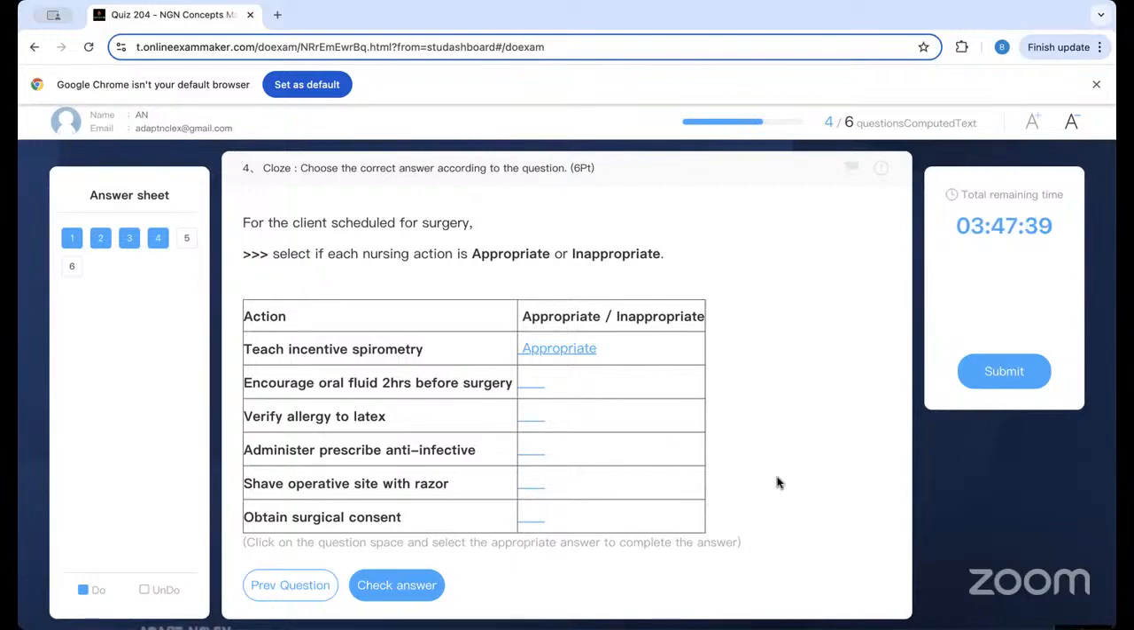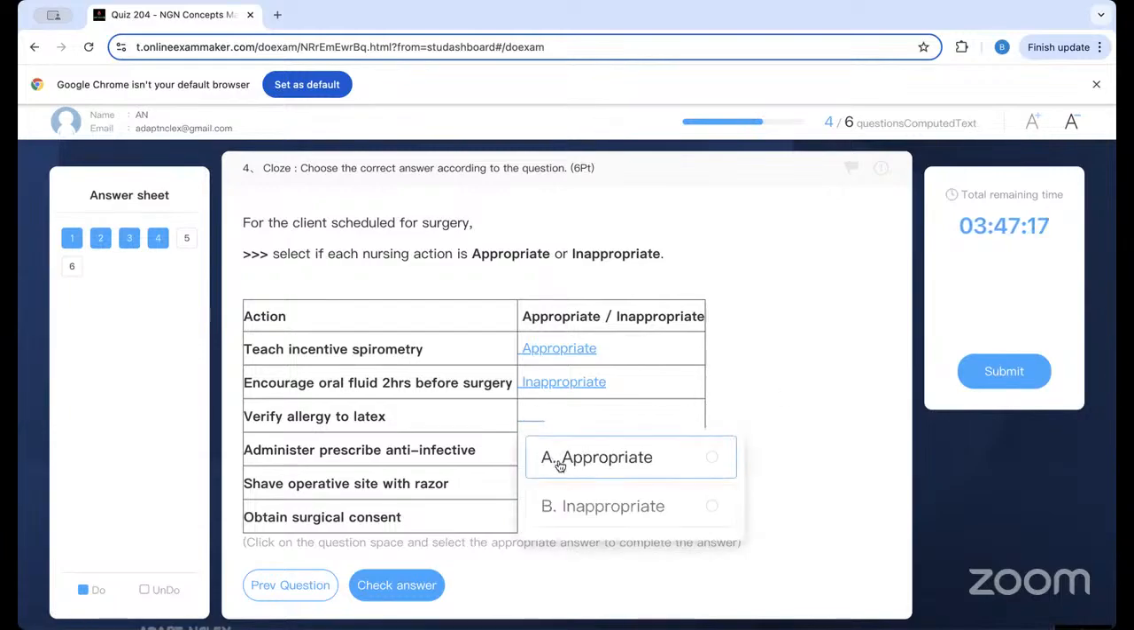Do you let them drink 2 hours before surgery? What do you think? Do you think it's a good thing? I don't think so. How about verifying if the patient has latex allergy before they go to surgery? Because they're going to wear gloves and operate on the patient. Therefore, that's a good thing. It's an appropriate thing to do.